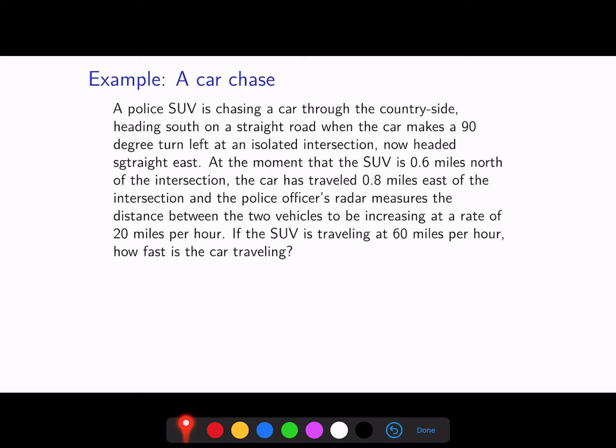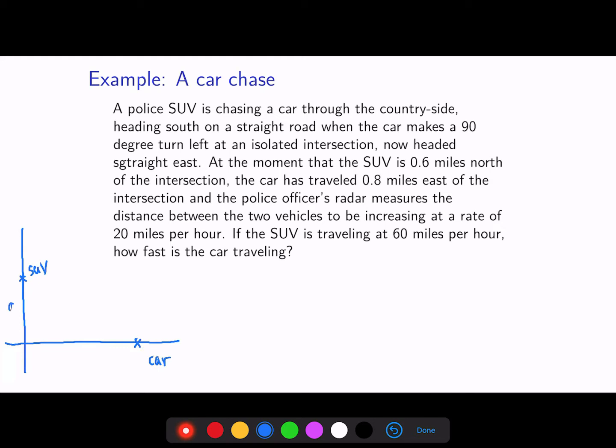Let's draw a picture and identify some variables. So we have the SUV driving south on a straight road. The other car had been driving on this road too, but it took a left and now is heading straight east. Let's put the SUV here and the car here.